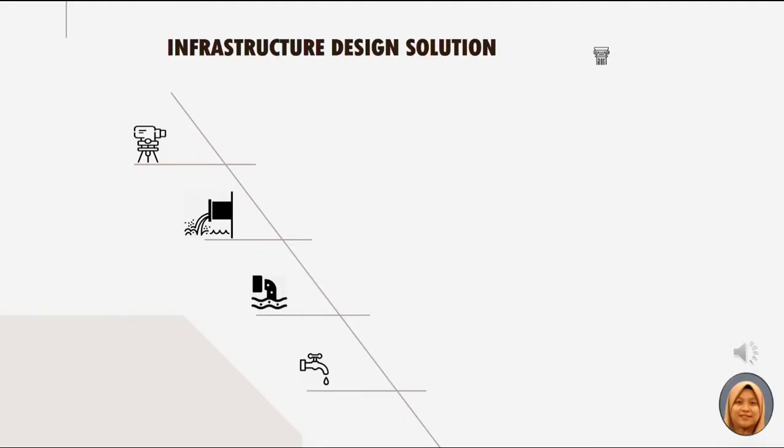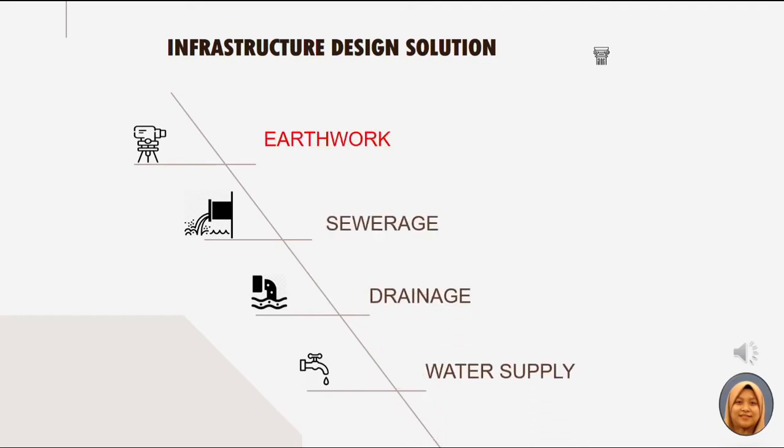Me, Shazli, now we proceed with the infrastructure work. There are 4 types of infrastructure work, which are earthwork, sewerage, drainage, and water supply. In this video, we choose earthwork to be presented in the infrastructure design solution.